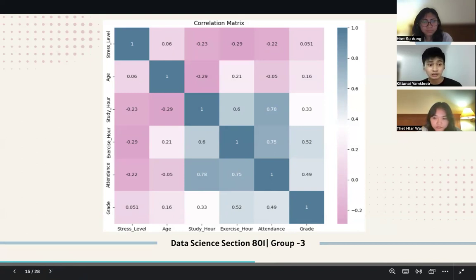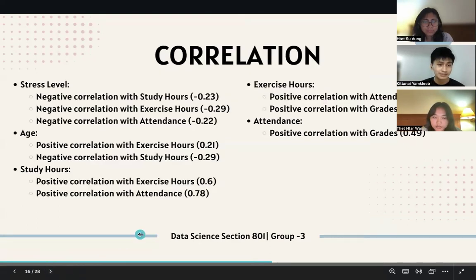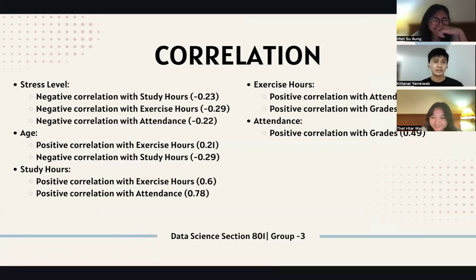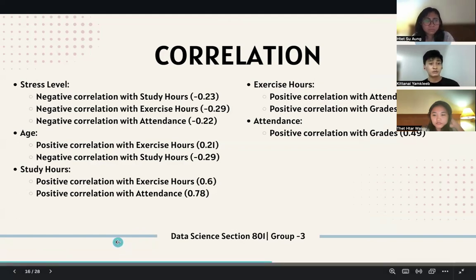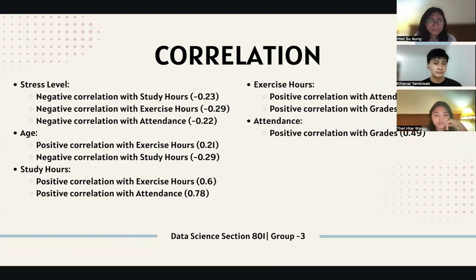Okay, the next slide shows the summary of the correlation shown in the chart and summarizes it in text, so we can look and understand it easier than the chart. It shows the distribution from negative and positive in each variable, and from the data we can summarize in the next slide.